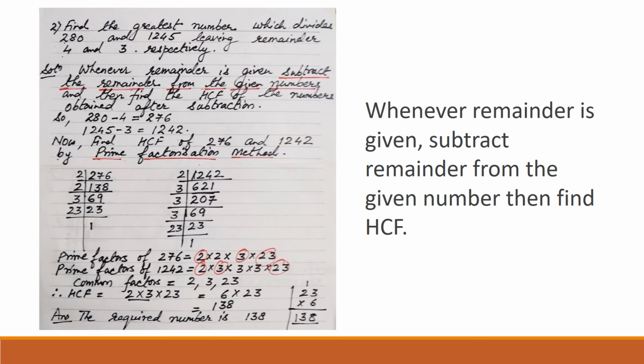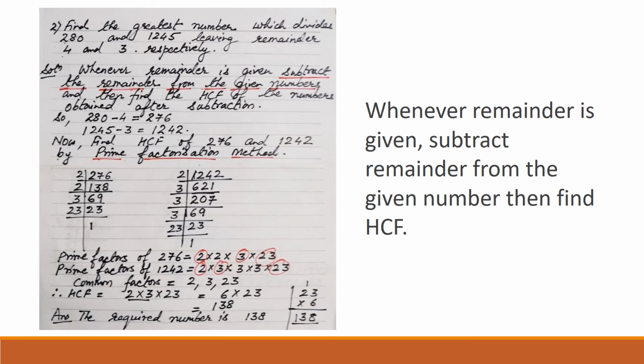Let's see the next question. Find the greatest number which divides 280 and 1245, leaving remainder 4 and 3 respectively. Whenever there is a remainder, what do you do? First, you will subtract the remainder from the given number, then you will find the HCF.